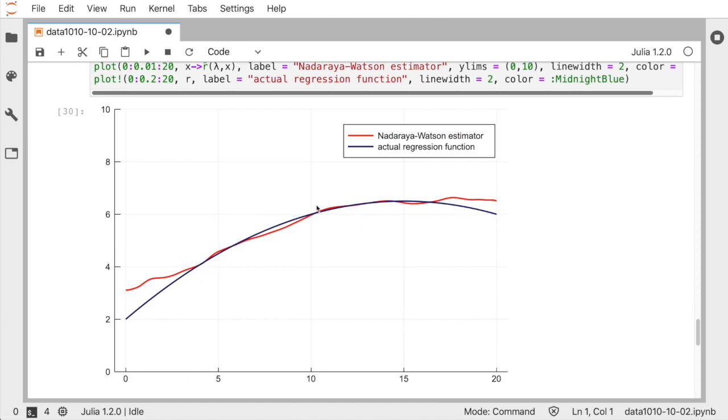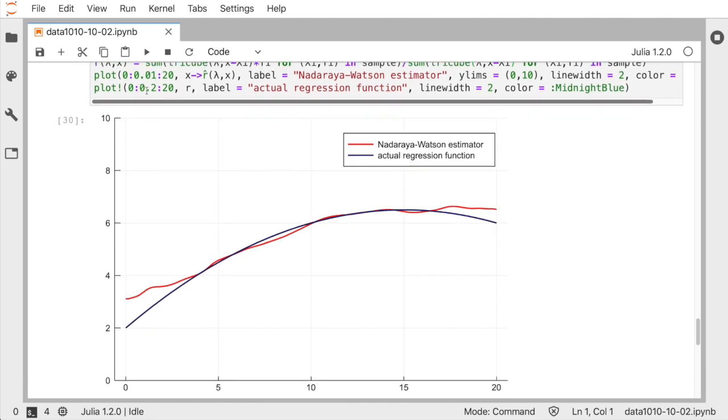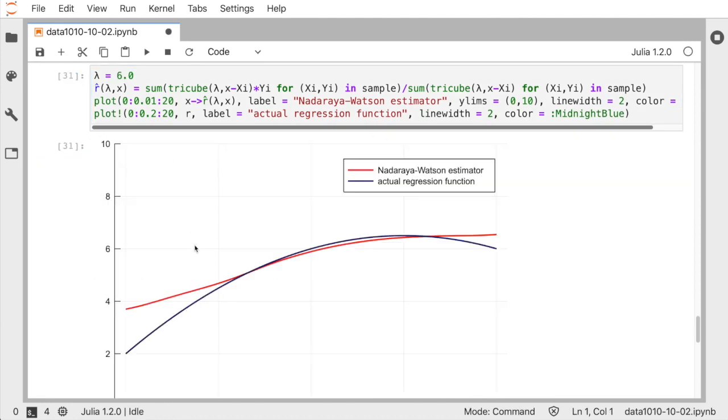So it does a reasonably good job of approximating the actual regression function, which, remember, in this case we know because we made this stuff up. And you can adjust the value of lambda and get different results. So for example, if lambda is way too large, then it's sort of too flat. It's not able to respond locally to the information about that particular x value.